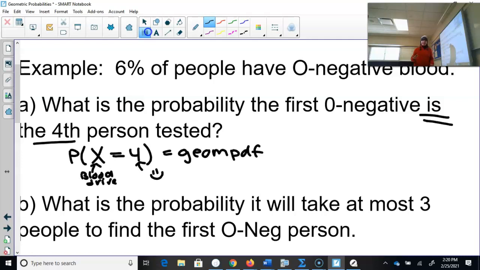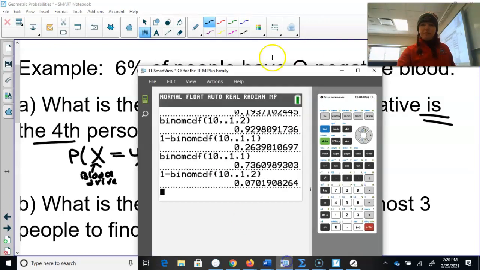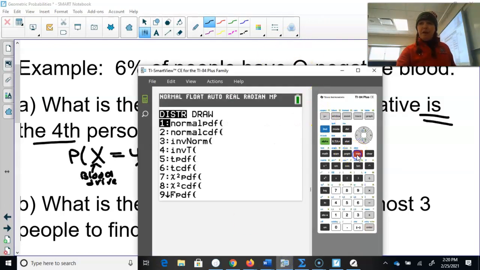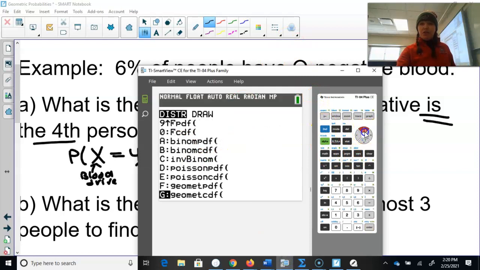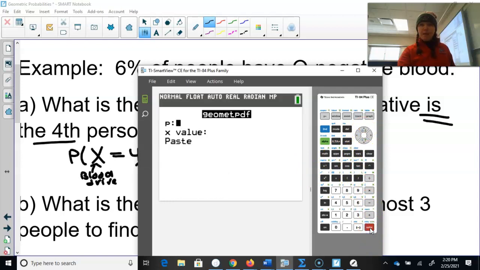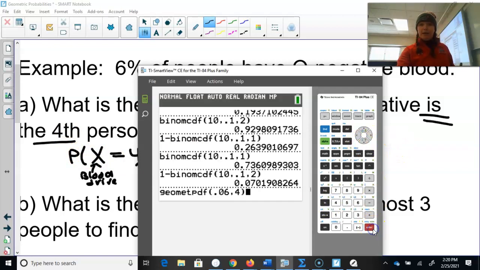How do I type this in my calculator? Let's go to our calculator now. I'm going to hit second vars. I'm going to go to geometric PDF. So I scrolled up. PDF is letter F on mine. My P stands for my probability, so 0.06 because 6%, we need to write it as a decimal. Fourth person is my success, so I'm going to put 4. And I'm going to go ahead and I'm going to paste.